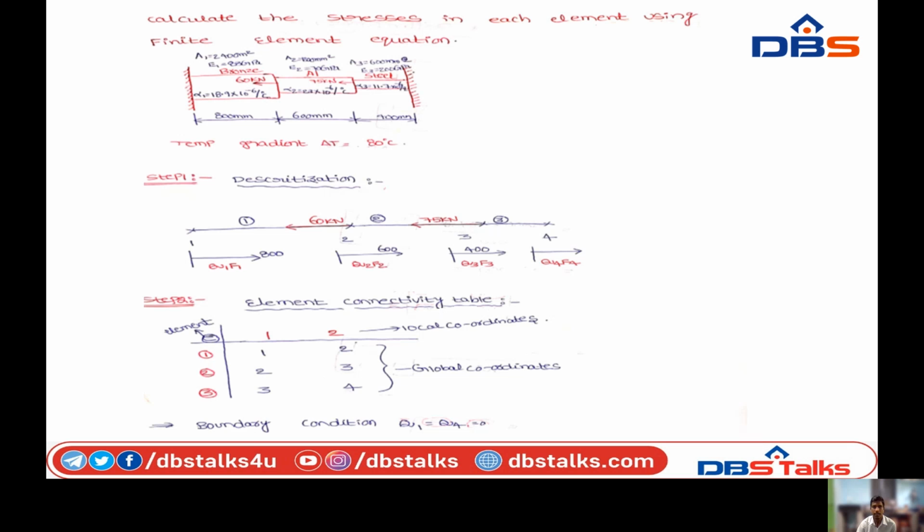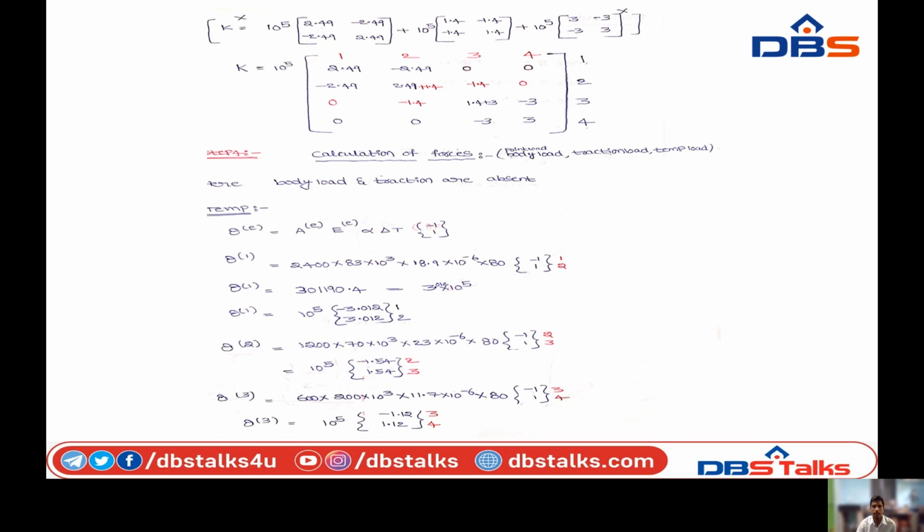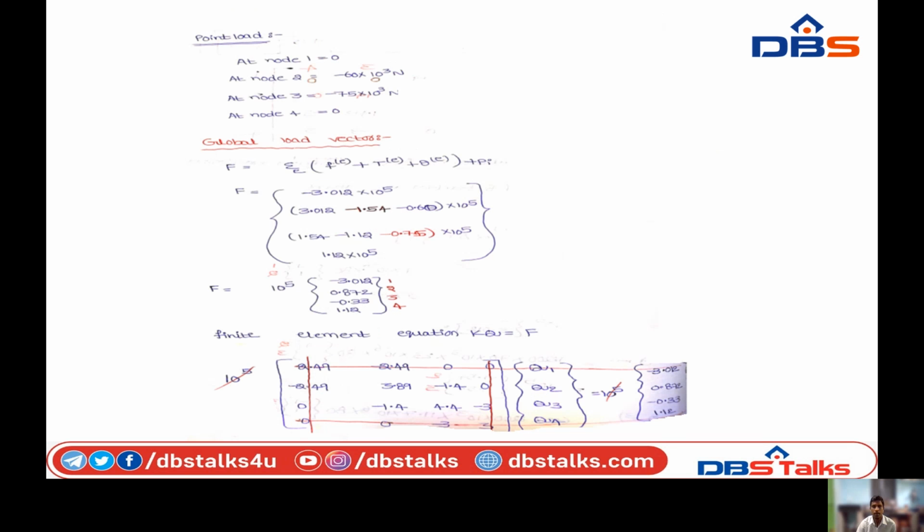So for that reason, I am taking minus at node 2. Why I am taking minus: because the point load is given in the opposite direction. So minus 60, converting kilonewton into newton, into 10 cube newton. At node 3, minus 75, 10 cube newton. Node 4 and node 1 are zeros because of fixed points.